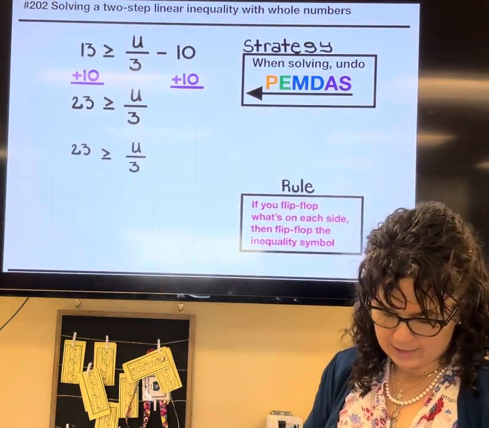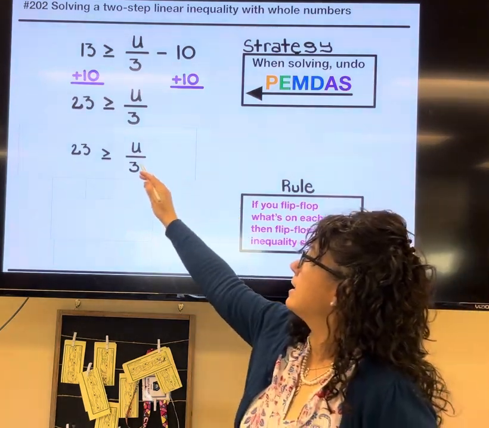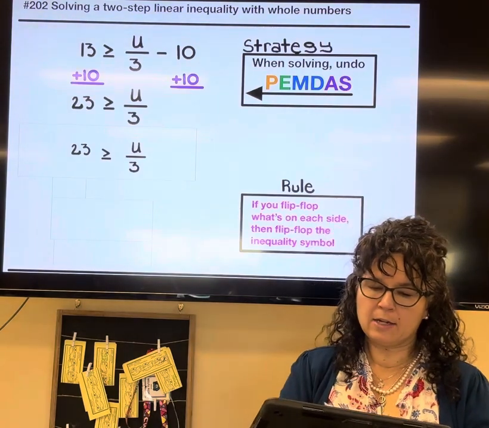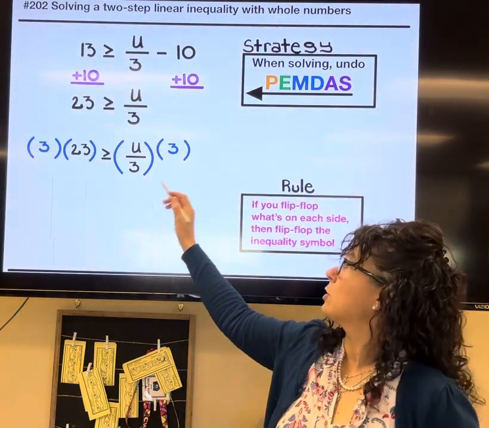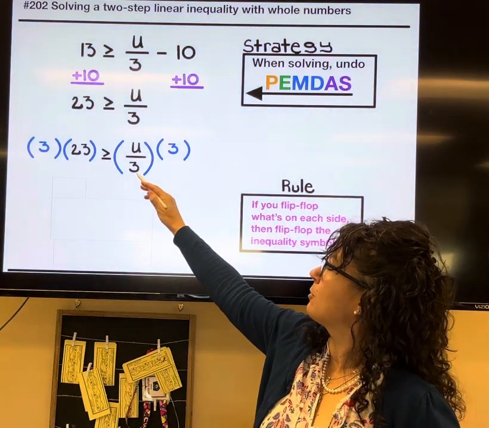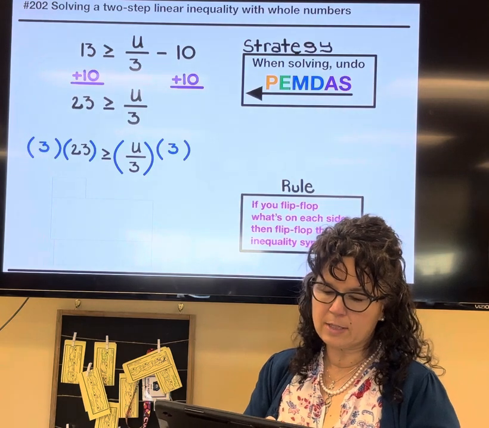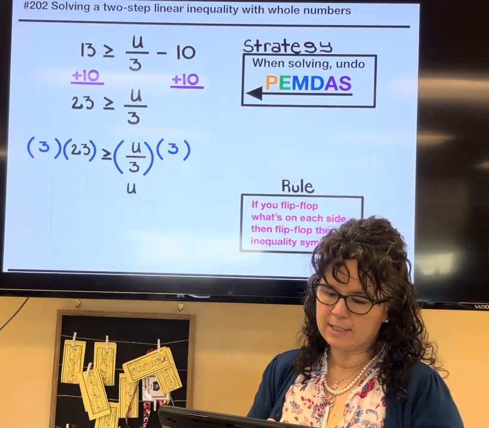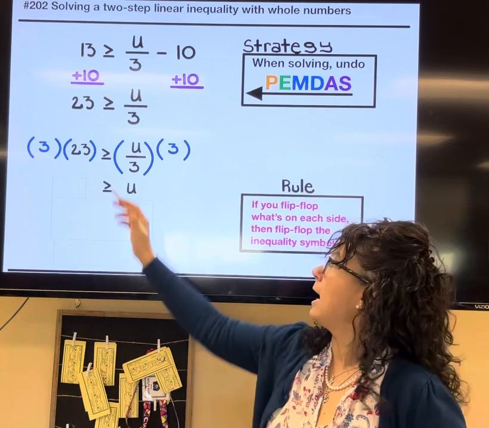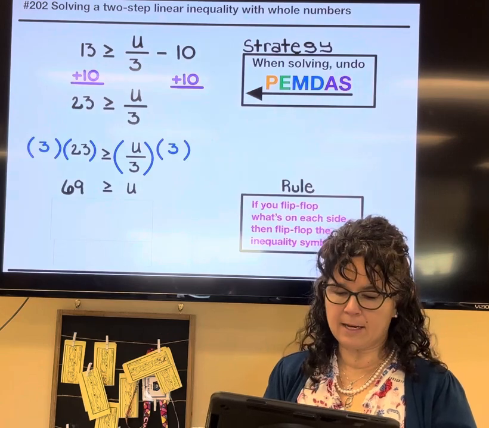I'm going to rewrite it just so you can see the step we already had. And getting rid of divide by 3, we want to multiply both sides by 3. So if I multiply the right side by 3, it cancels this 3 and u is going to be by itself. I'm going to bring down the inequality symbol, and 3 multiplied by 23 is 69.